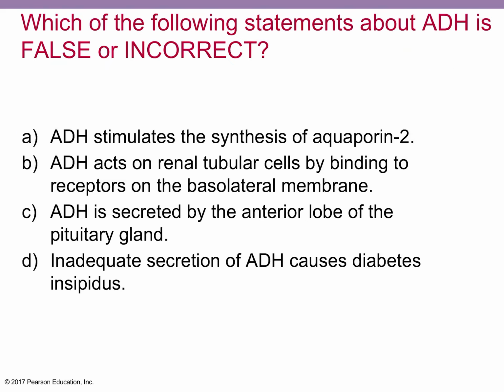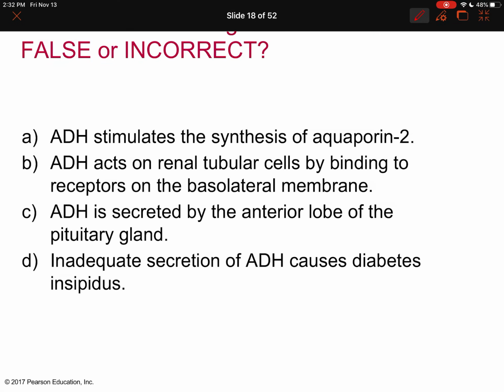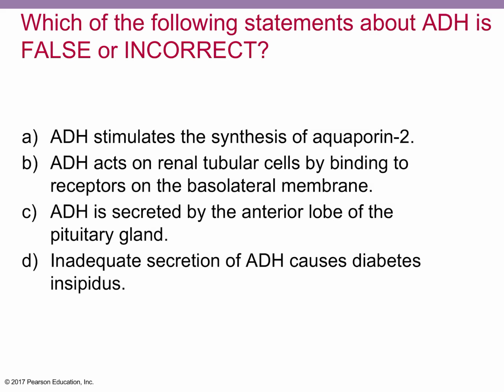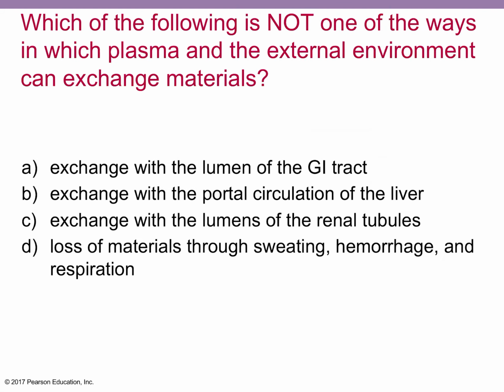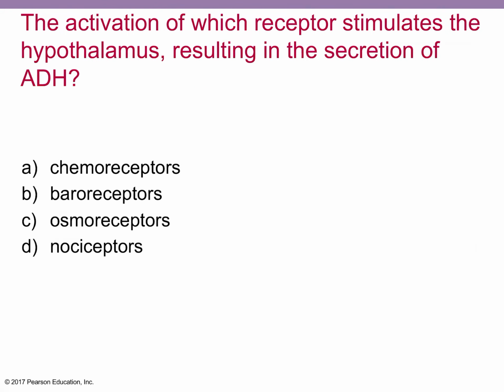Okay, some review questions. Which of the following statements about ADH is false? So pause if you want to think about an answer. The answer is letter C, because it's released by the posterior pituitary. Which of the following is not one of the ways in which plasma and the external environment can exchange materials? So pause it to think. Answer is B, the portal circulation. Didn't mention that at all.